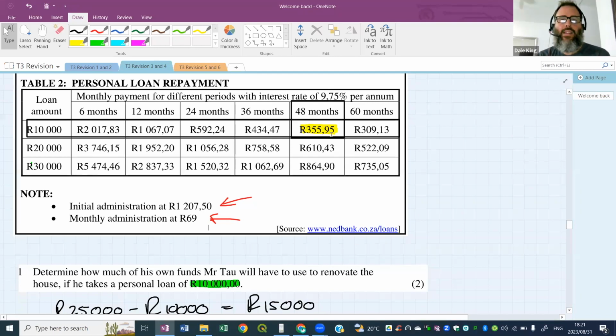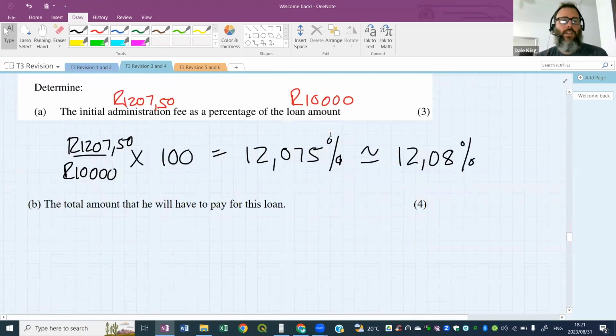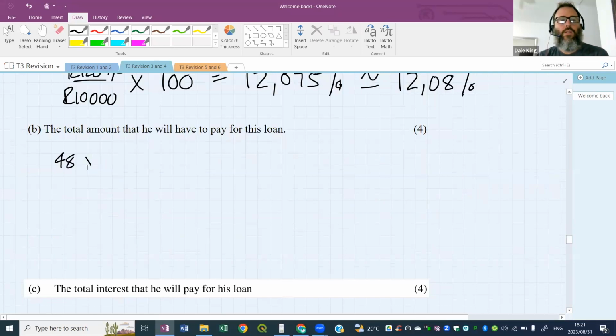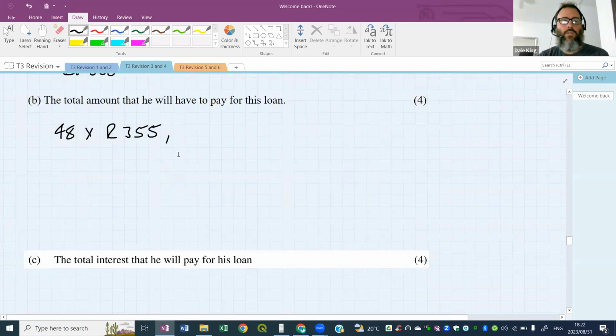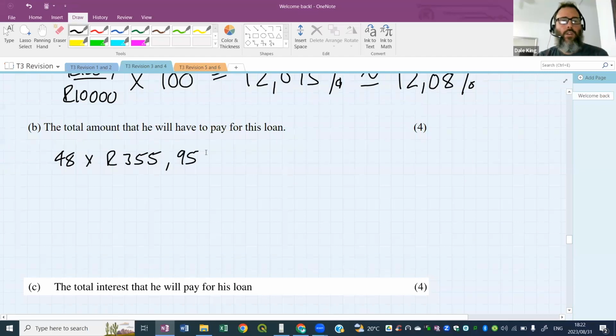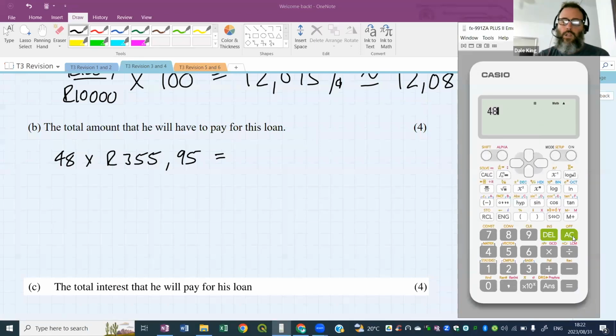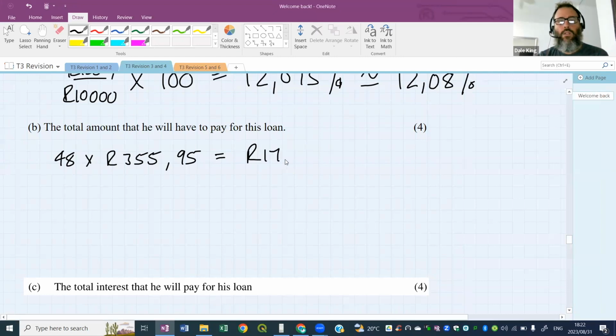Oh, do you say 48 months times 355? Yes. So 48 months times 355.95. All right. Let's do that calculation first. So 48 times 355.95, and let's get the answer here and put it down. And that's 17,085.60. All right, what should I do now?